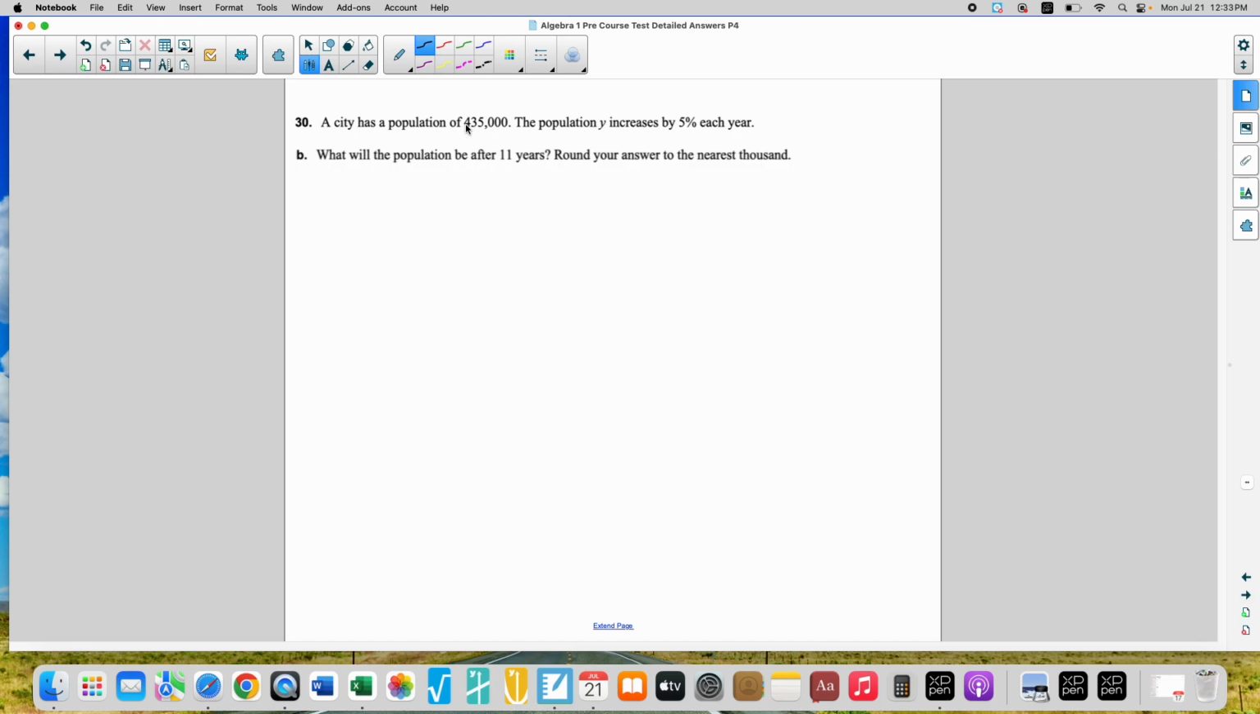A city has a population. The population increases. What will the population be after 11 years? So f of 11 equals 435,000 times 1.05 to the 11th power.